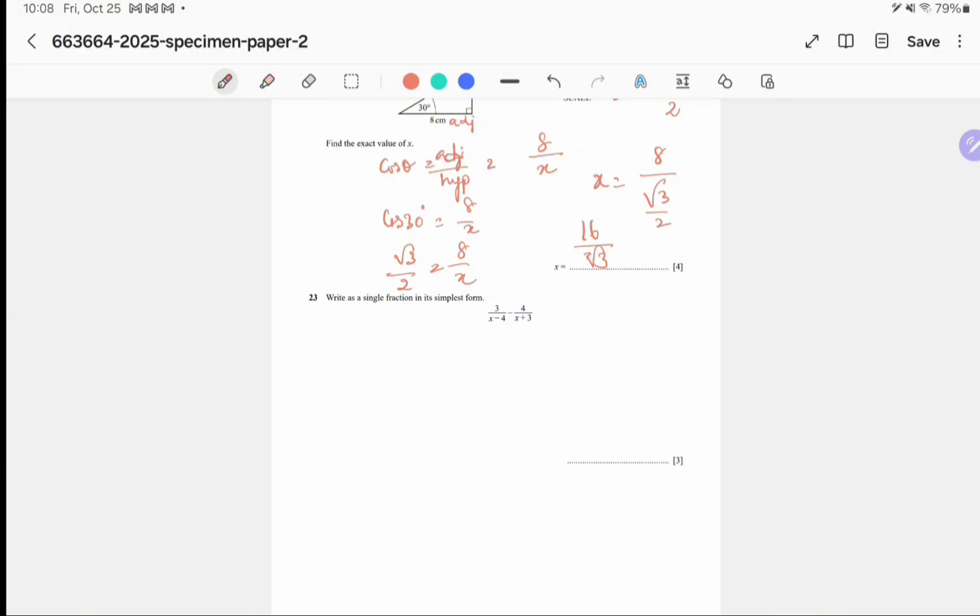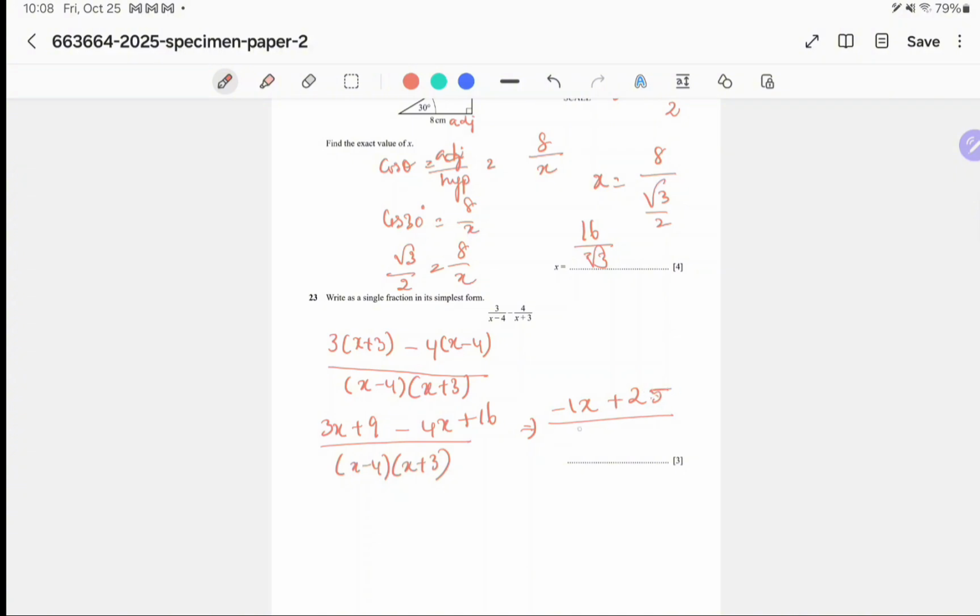Now we will cross multiply the denominators at the top. So 3 into x plus 3, minus 4 into x minus 4, divided by x minus 4 into x plus 3. So 3 into x plus 3 becomes 3x plus 9, minus 4 into x and 4 into 4, it becomes plus 16. Okay, divided by x minus 4 into x plus 3. So minus 4x plus 3x is minus 1x, plus 16 plus 9 is 25. Okay, so bottom is x plus 3 into x minus 4. So answer is 25 minus x divided by x minus 4 into x plus 3. Okay, next question.